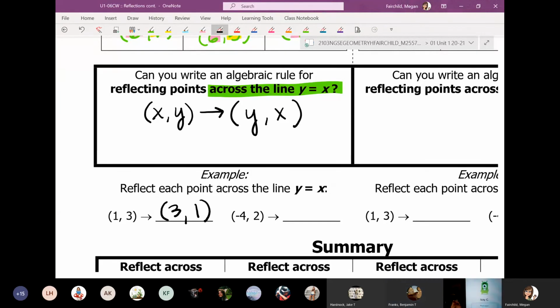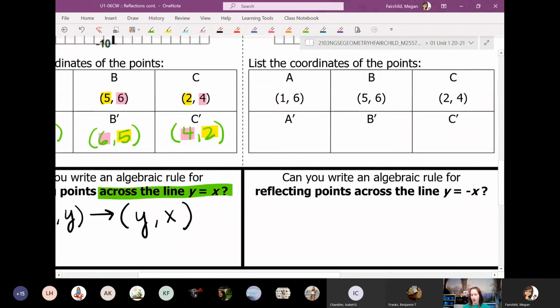Beep, beep, beep, beep. Izzy, what'd you get? Are you saying for the second one? Yep, for -4, 2, I got 2, -4. Perfect. 2, -4, right? They just switch spots. All right, let's move on now.